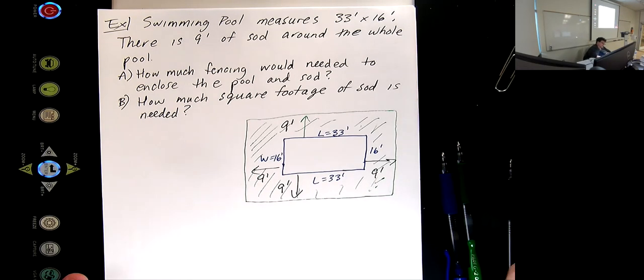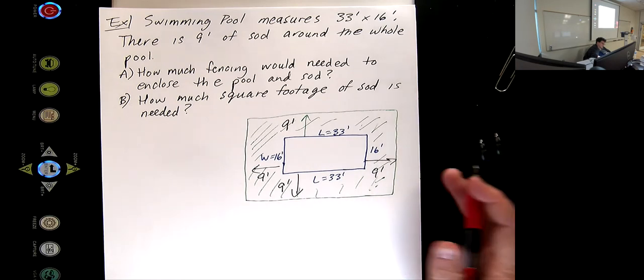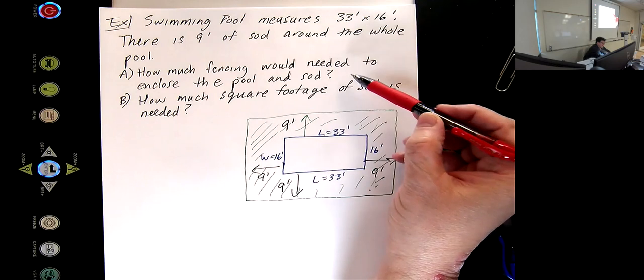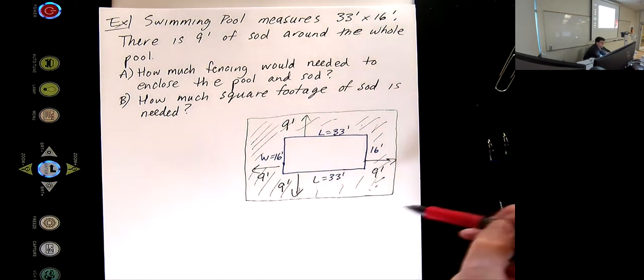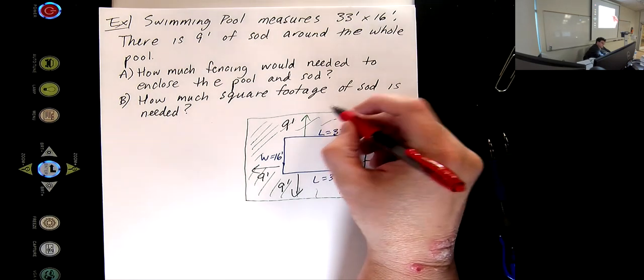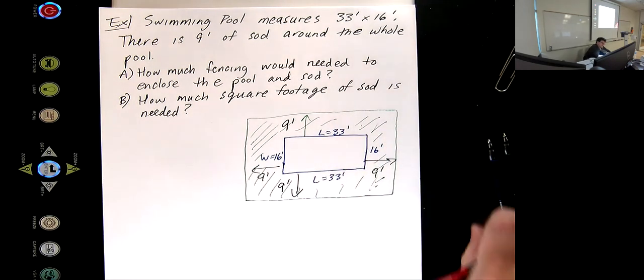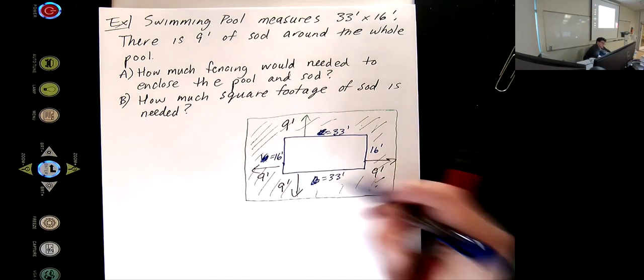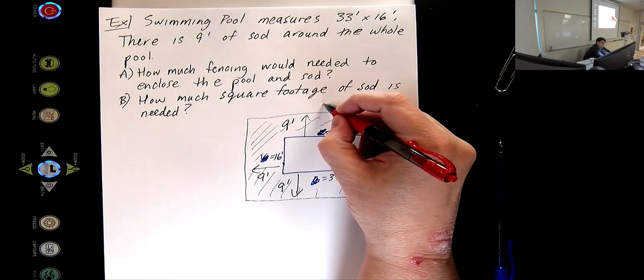Now, what I don't know is, what am I looking for? I'm looking for the fencing. Fencing would go around the edge, right? So I need the perimeter, so maybe I need to know these lengths. So maybe I don't need to use these L and W here. Maybe I'll put L and W on the big sides. Maybe we'll call this L and this W.